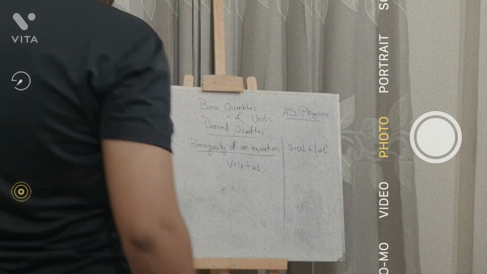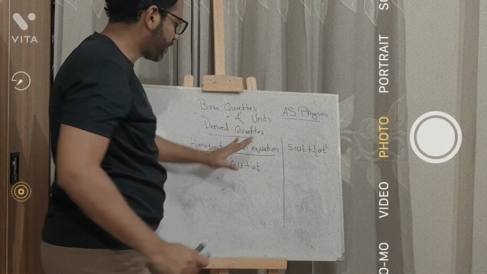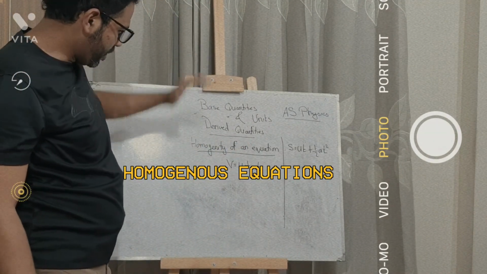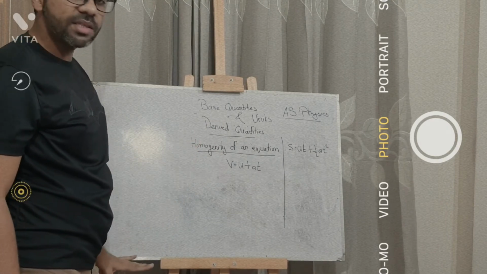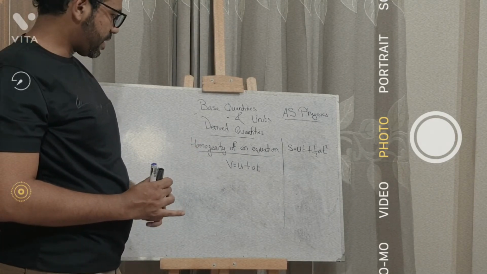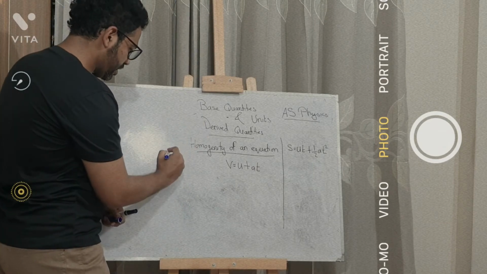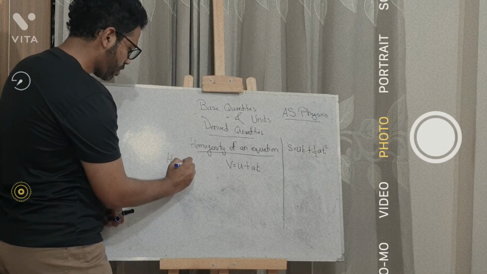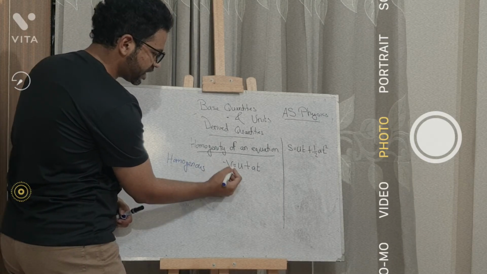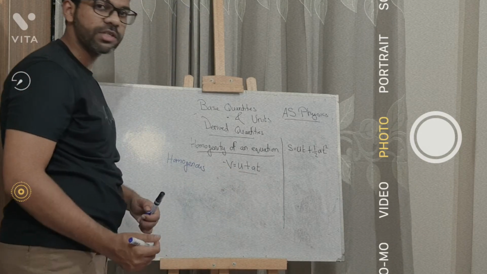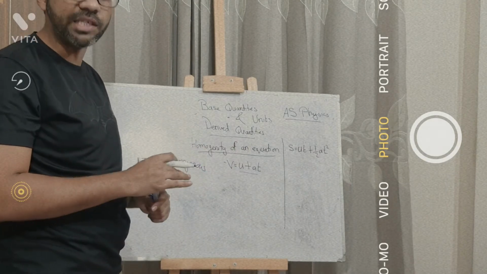Alright, the next part that we are going to discuss is the homogeneity of an equation. Now, what do we understand by this term homogeneity of an equation? An equation is said to be homogeneous if the left hand side of the equation and the right hand side of the equation eventually give you the same base units.